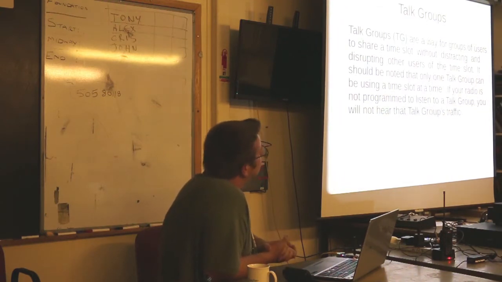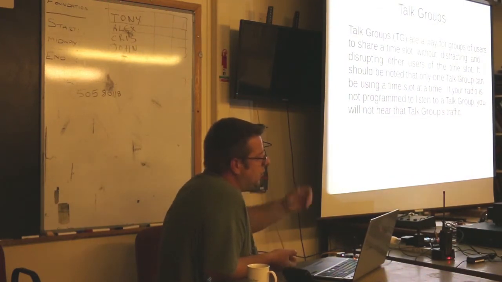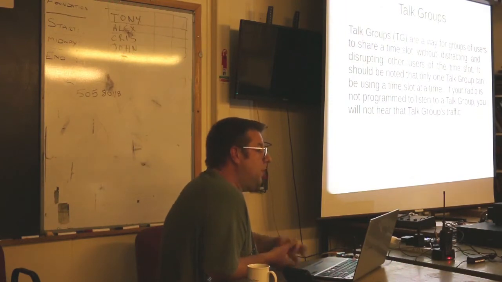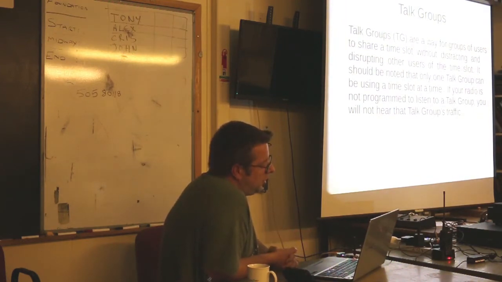But talk groups, we'll start with talk groups. Talk groups can be abbreviated on paper to TG. When you see lists later on, they're normally abbreviated to TG. They are a way for groups of users to share a time slot without distracting and disrupting other users of the time slot. It should be noted that only one talk group can be used at a time per time slot, and if your radio is not programmed to listen to that talk group, you won't hear anything.